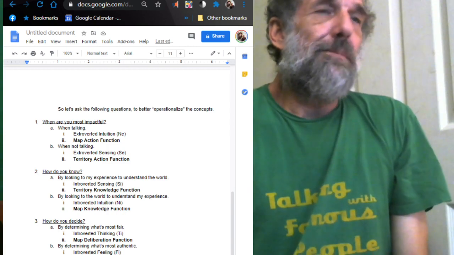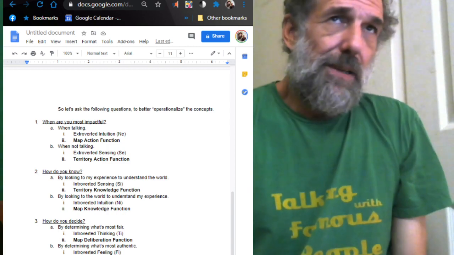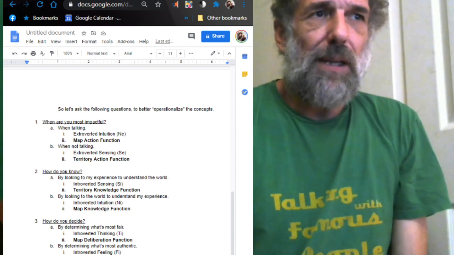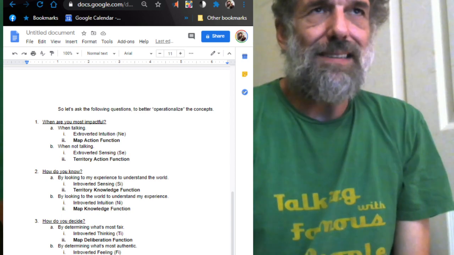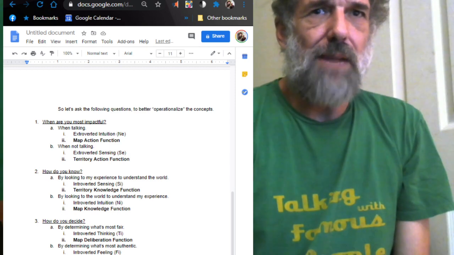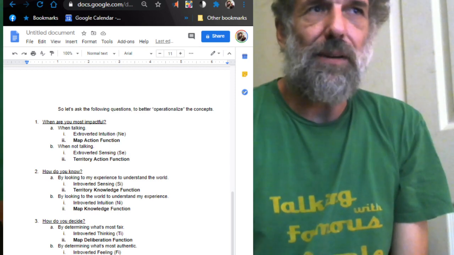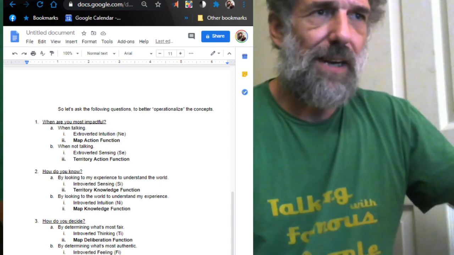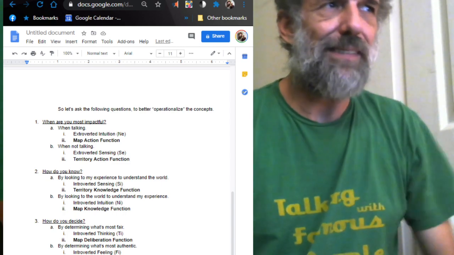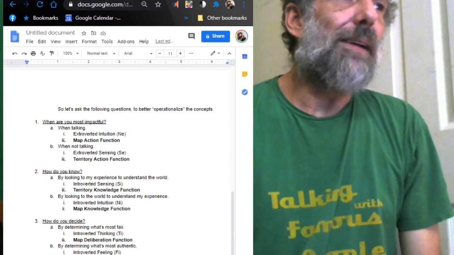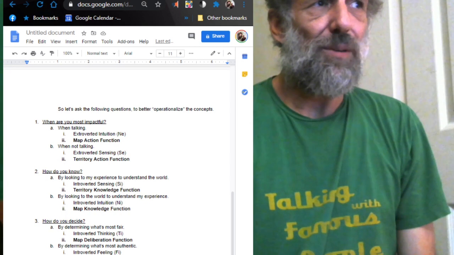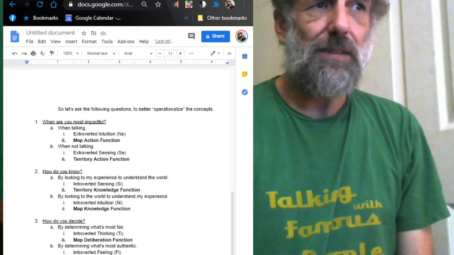How do you decide? By determining what's most fair, then you're probably TI, introverted thinking. That's the map deliberation function. It says, hold on, let me check to make sure exactly what the map means here. I'm going to have to solve this equation, or I'm going to have to parse out this argument chain to see where the fallacy lies, or something like that. Or by determining what's most authentic. That's FI, introverted feeling. That's the territory deliberation function. How precious is this thing to me?